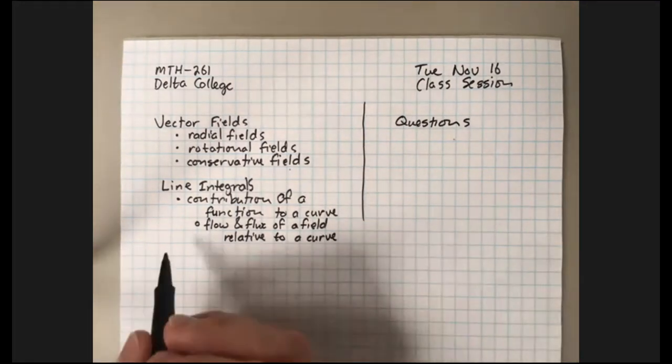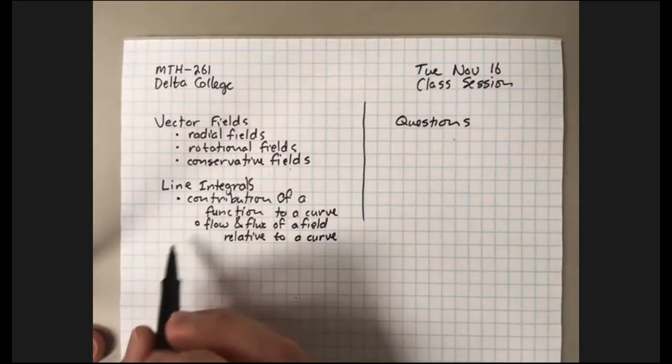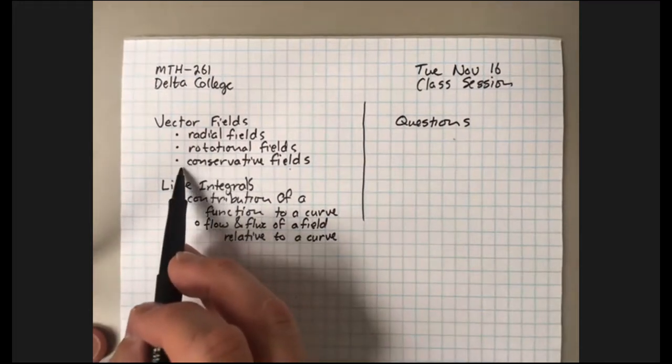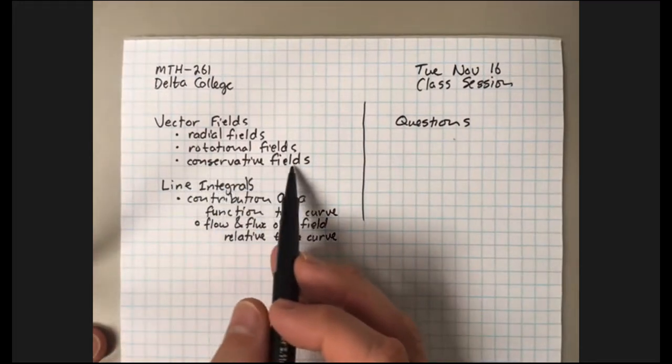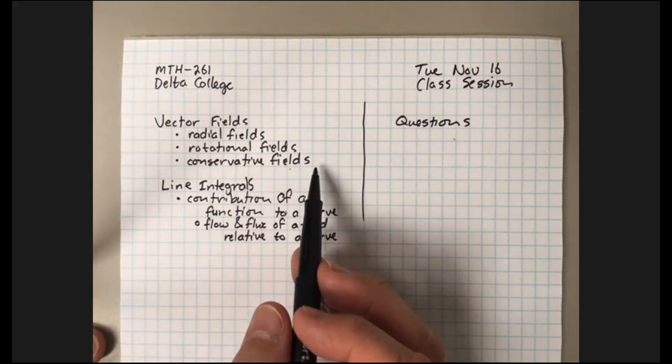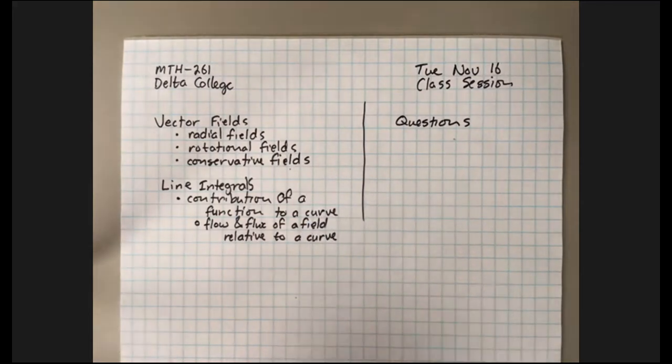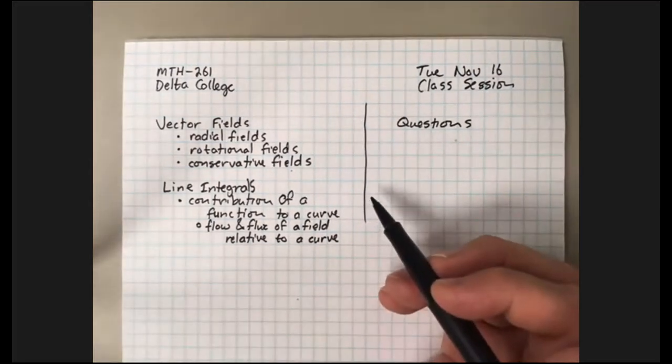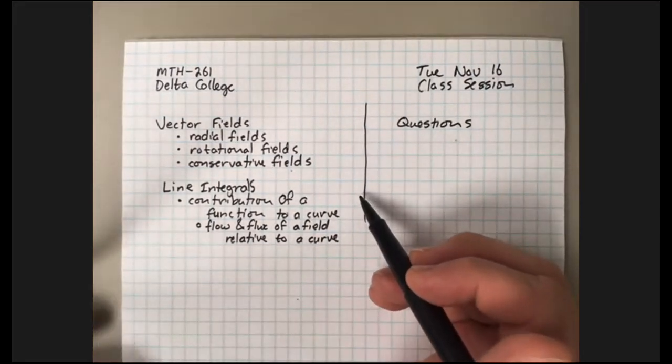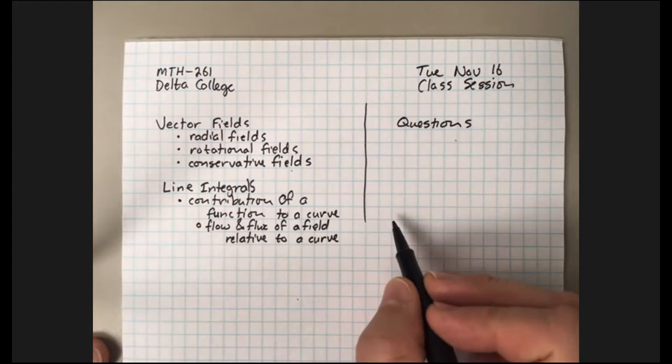So this is on the plate today, and then next time we're going to dive deeper into what conservative fields are and how we can recognize them. Conservative in the context of physical sciences, where some quantity is being conserved. It could be energy, it could be heat, it could be any kind of physical quantity that follows a conservation law.